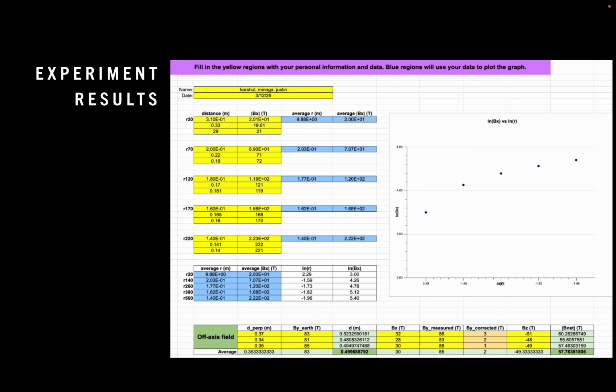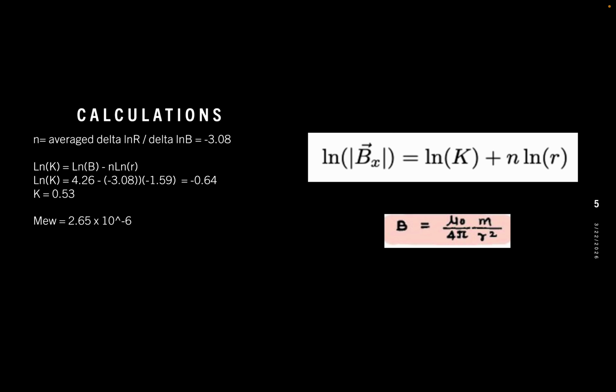And so here are our experiment results. Our calculated n, or slope, is negative 3.08, which aligns with our experimental hypothesis, which is the real world physics, that the relationship between distance and magnetic field is negatively correlated. Here is our k value, and here is our mu value, which we calculated with these formulas right here.